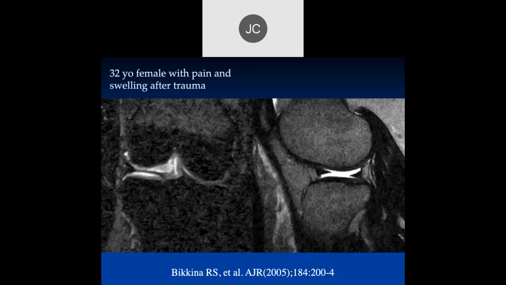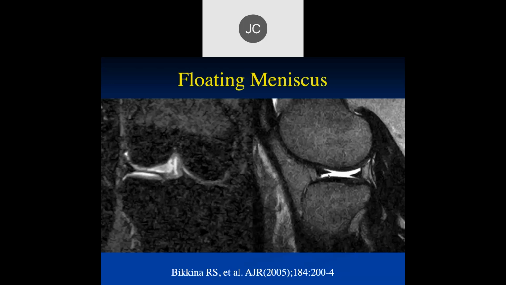Okay, so we have a 32-year-old female with pain and swelling after trauma. We have a coronal and sagittal of the knee. I guess we're looking at the lateral meniscus. The anterior root looks like it's lifted up a little bit, but that might just be positioning. That's a floating meniscus, which is usually just due to when you position the patient in the scanner, you distract the knee a little bit, and so you pull the bones apart and you get what's called a floating meniscus. Just so you're familiar with the term, it's normal.